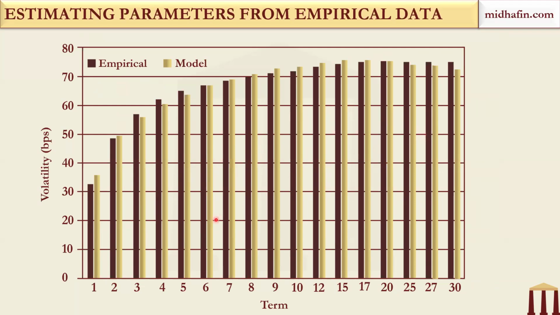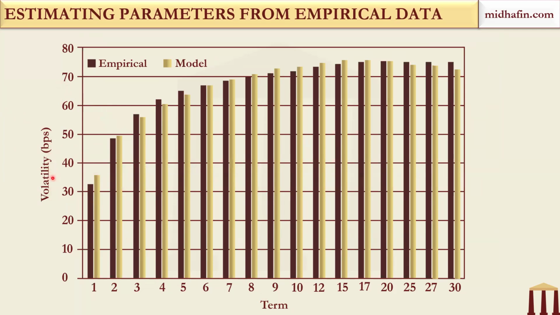Now this bar chart is again showing how the volatility is changing with term, and this is known as the term structure of volatility. Okay, so on the x-axis we have the term, 1 to 30 years, and in the y-axis we have the volatility, and this is annualized volatility measured in basis points.